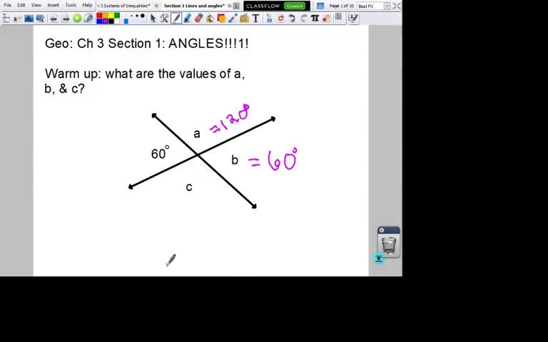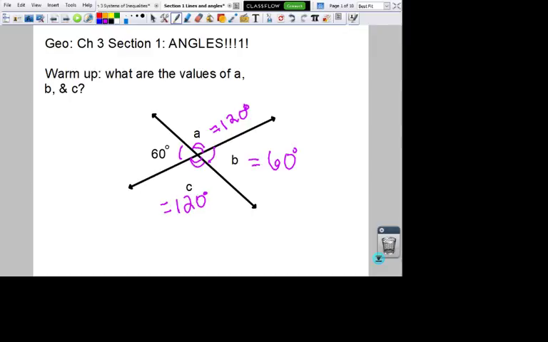What'd you say these were, Caleb? They're vertical angles, which means they equal each other. You did it the hard way, Tyler. That's fine. And then C is 120. And we can say the same thing. The A and C are vertical, so they equal each other.